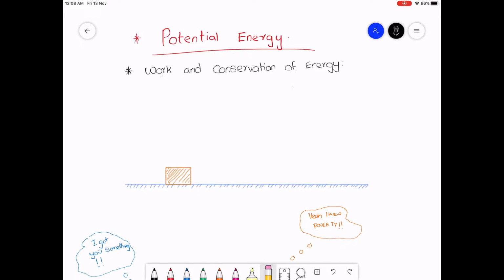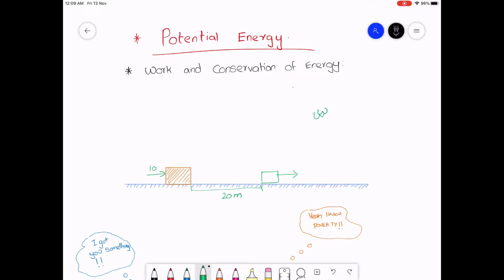So consider the following block. It rests on a smooth surface, no friction. You apply a 10 Newton force and you move it a distance of 20 meters. Okay. And then you just leave it. After it reaches this point, you just stop pushing it, and it just moves away with whatever energy it gained.